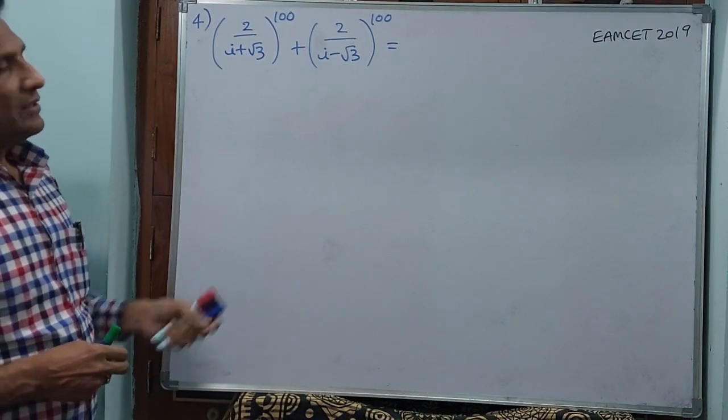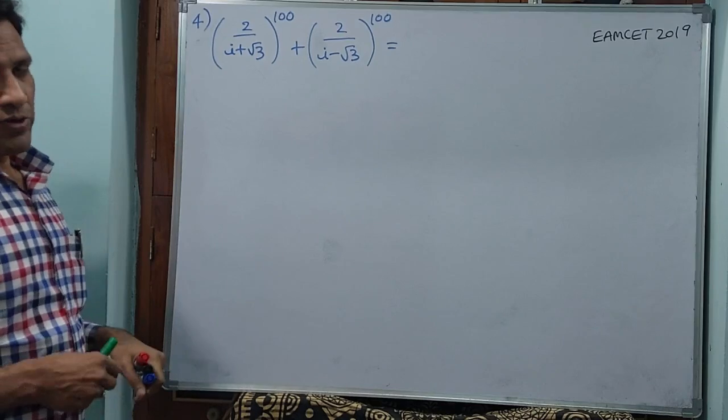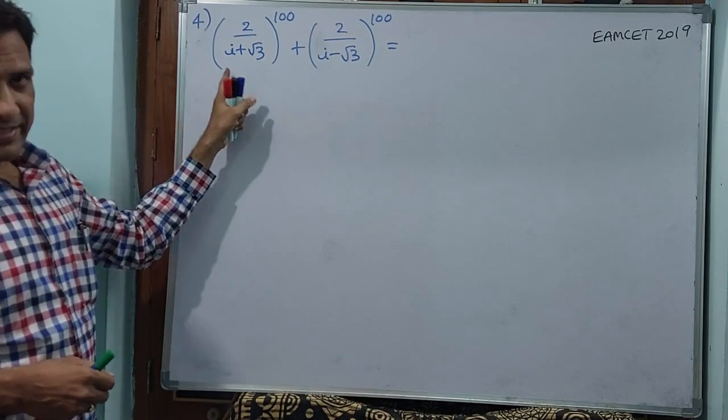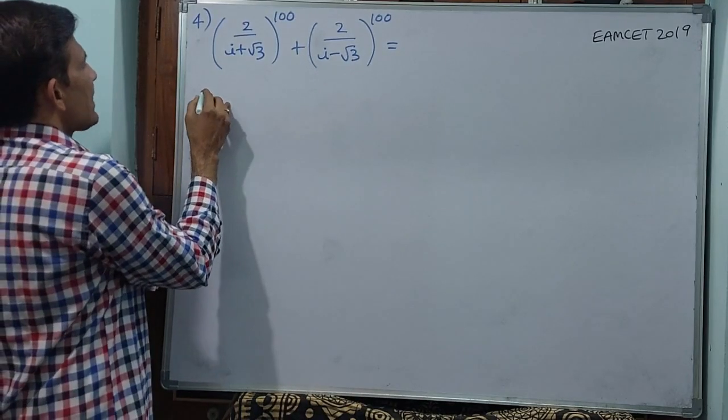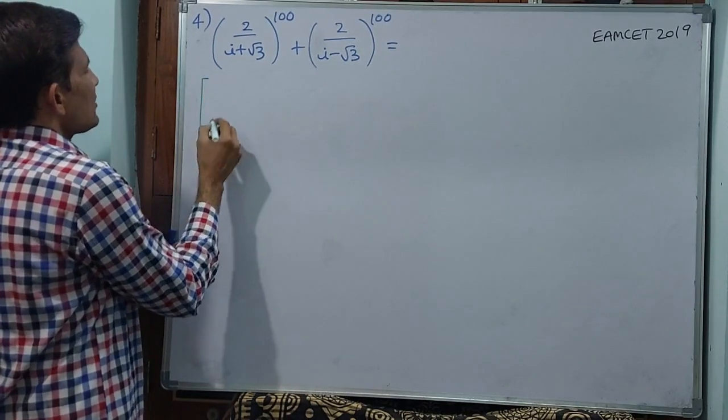What will happen? See, in the denominator we cannot do anything. First we have to rationalize this. Then we will see what comes. Okay, let us proceed further. You see what I am writing? Shall I make it like this?